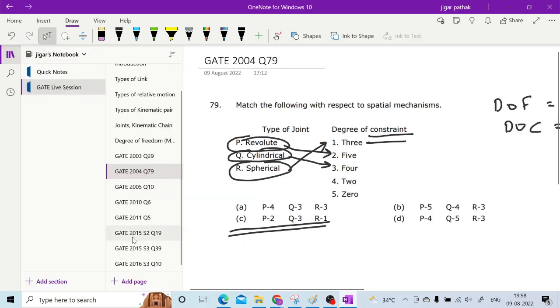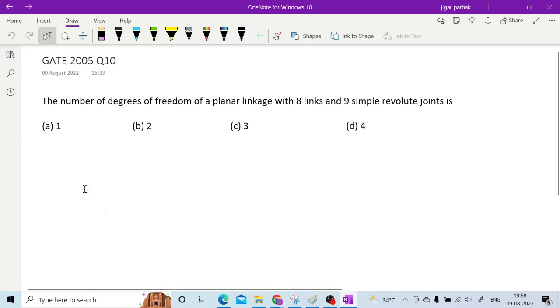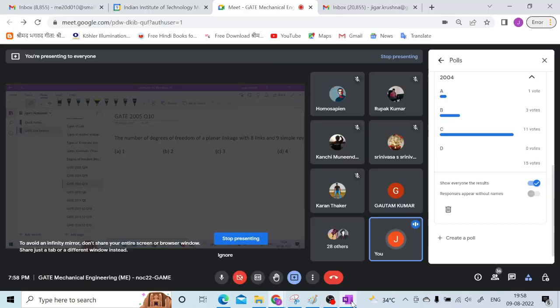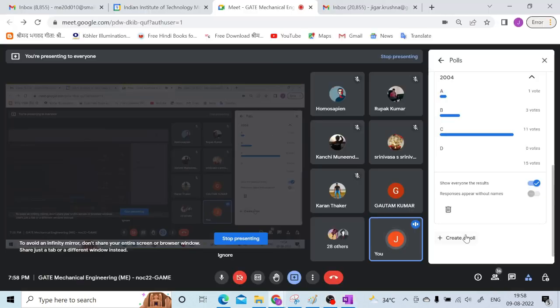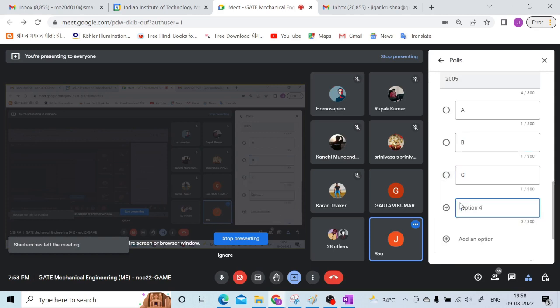Yes, sir. Okay, so next, from GATE 2005 we have this question: the number of degrees of freedom of a planar linkage with 8 links and 9 simple revolute joints. I guess this is simple, all of you can try. I am again generating one poll. This is 2005, so 2005 will again have options A, B, C and D.